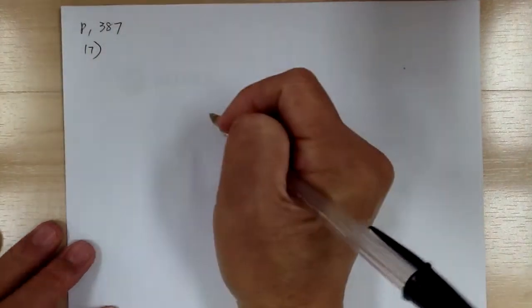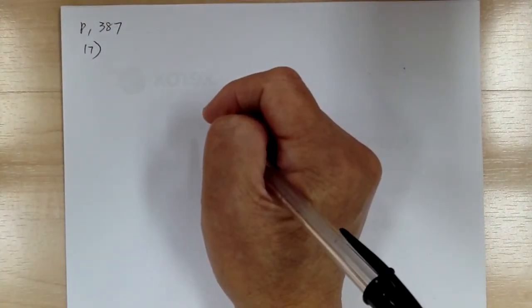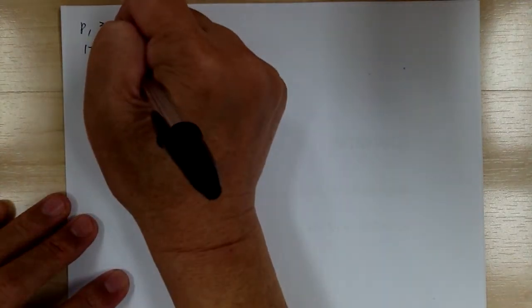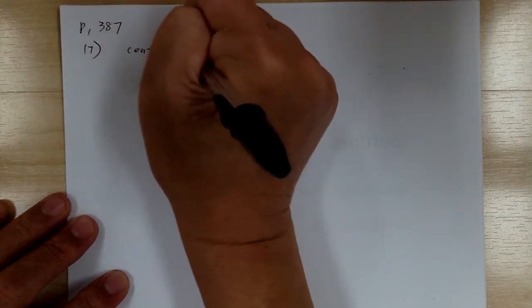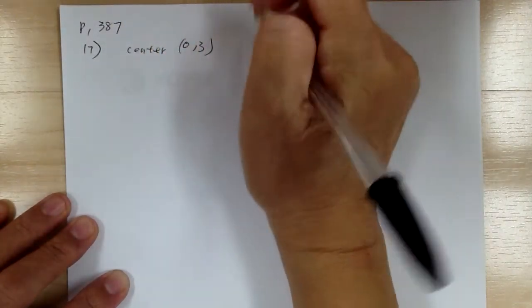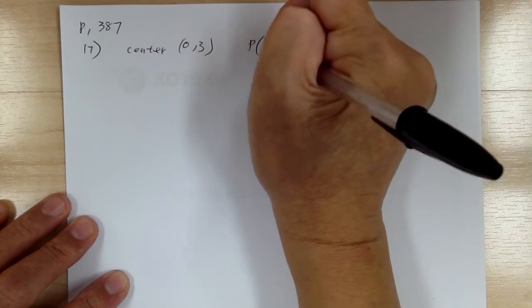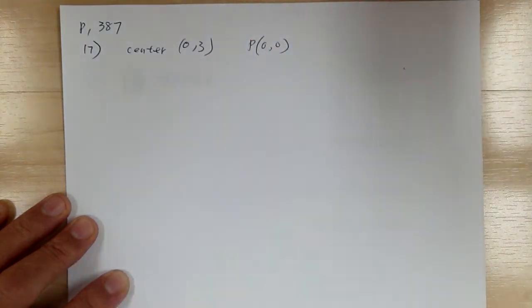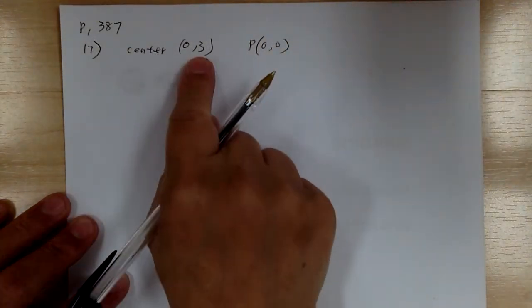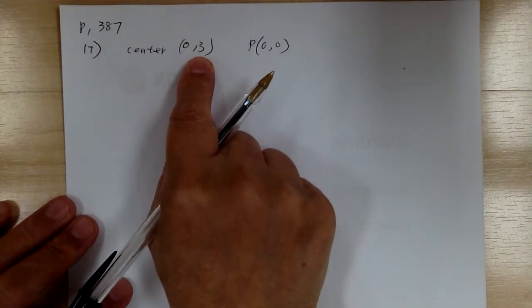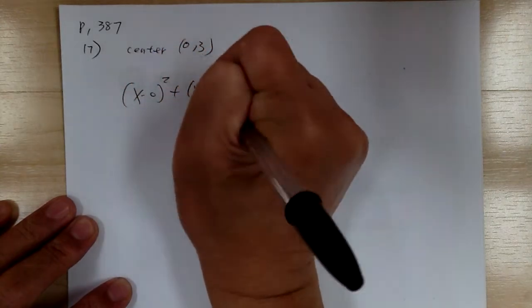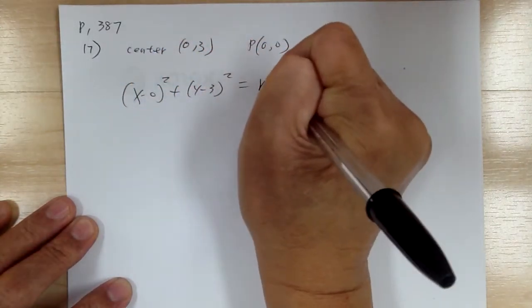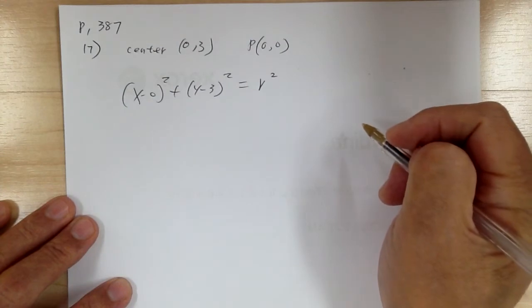Let's go to number 17. We're looking for the equation with these properties. The center is at 0, 3 and it passes through the origin. Passing through the origin means the point is 0, 0. First let's use this information to write our equation. You're going to get x minus 0 squared plus y minus 3 squared equal to r squared.